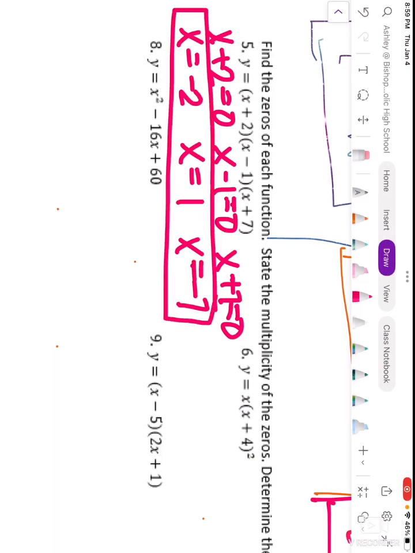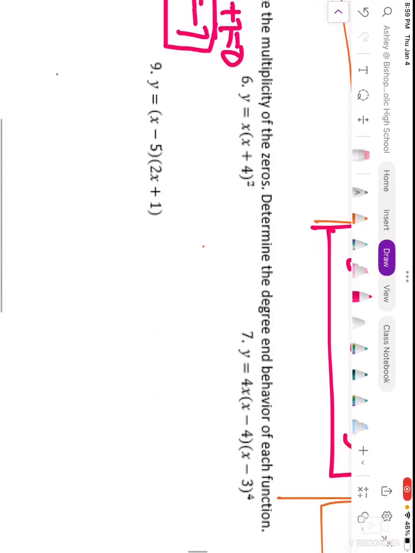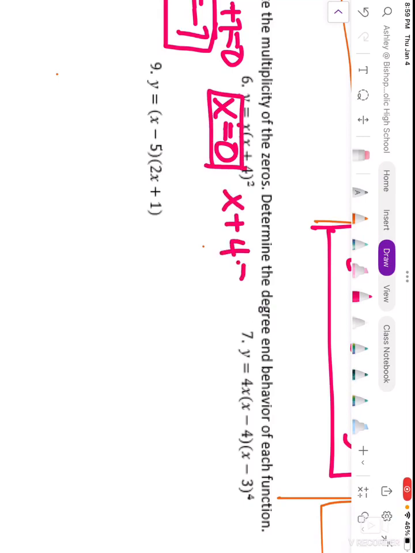That's it. On 6, we set each thing equal to 0. So x equals 0. That doesn't need simplified anymore. That's it. And then we have x plus 4 equals 0. And since it's squared, it'll have a multiplicity of 2. So when we solve that, we subtract that 4 over. So x equals negative 4 with a multiplicity of 2.